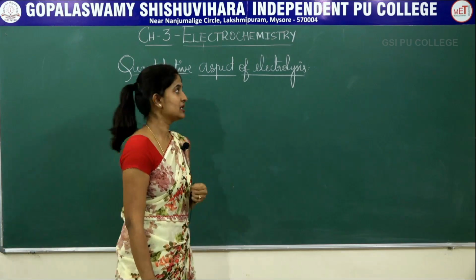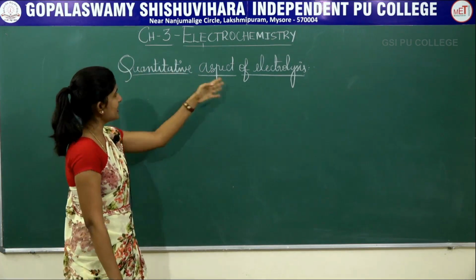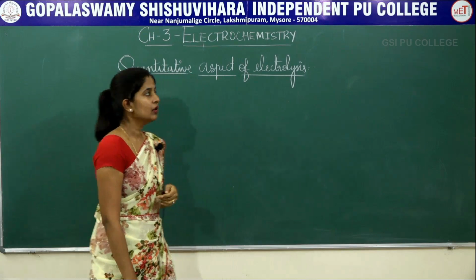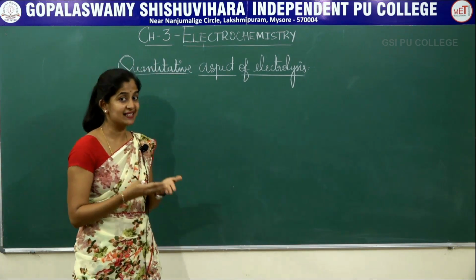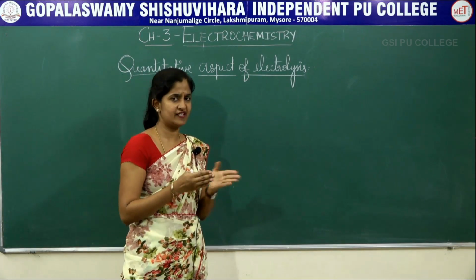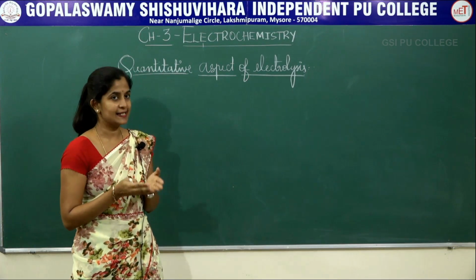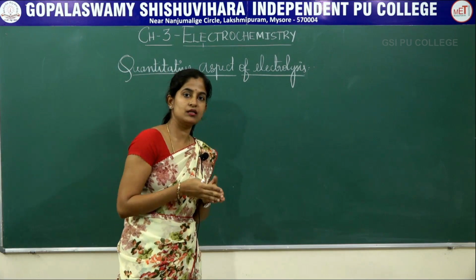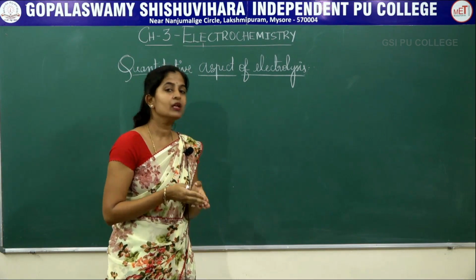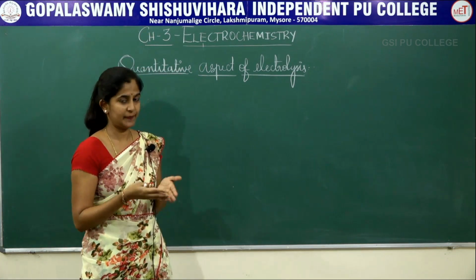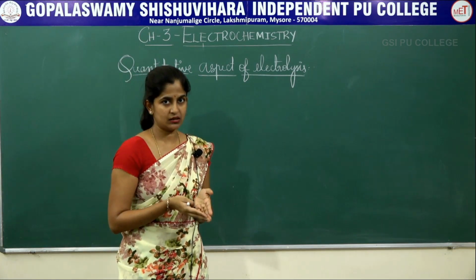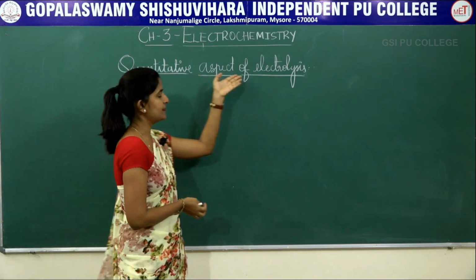In this session, we will be discussing the quantitative aspect of electrolysis, that is the amount of substance deposited or the amount of gas liberated. Both things can happen. In your previous session, we have seen wherein gas can even be liberated at an electrode or a substance can even be deposited. So, the relationship between the mass of the substance liberated or deposited with the current passed is called the quantitative aspect of electrolysis.